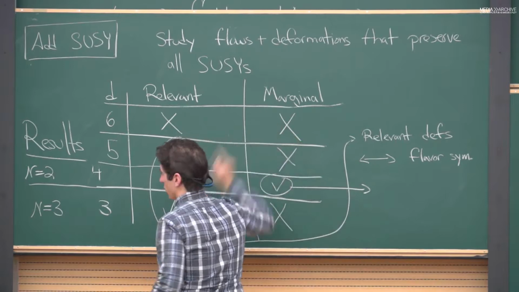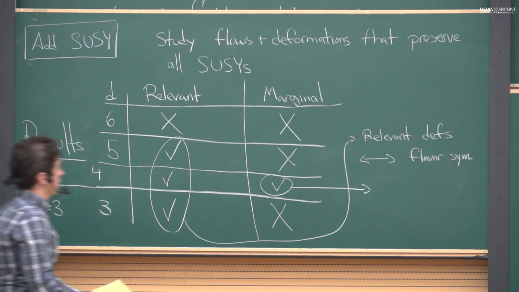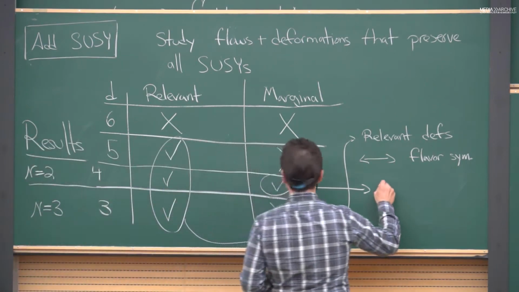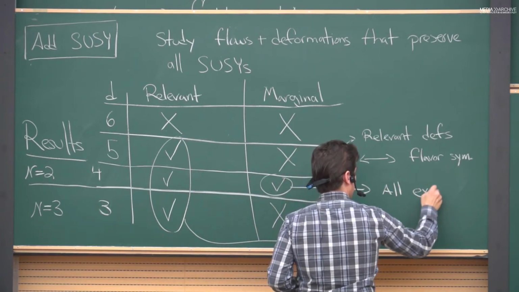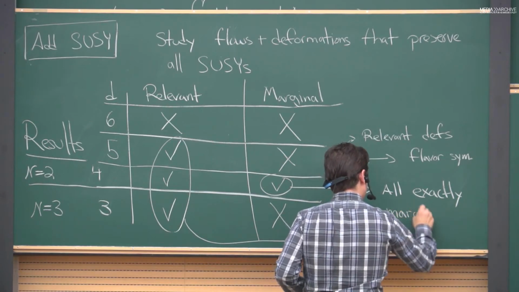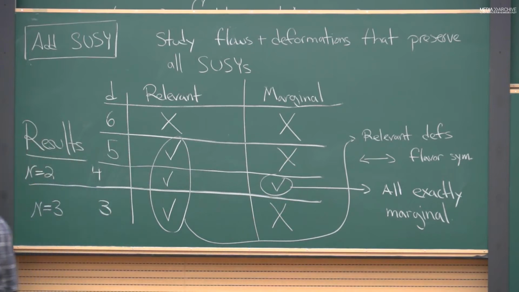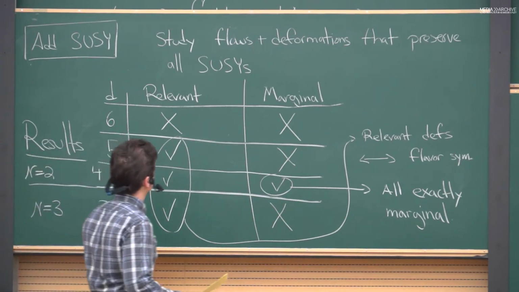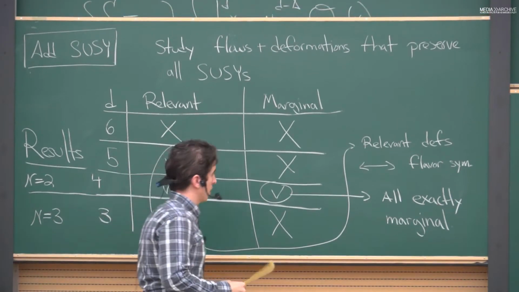We can also say a little bit in this case. So here I was just saying marginal, but I didn't tell you whether it was marginally irrelevant, marginally relevant, or exactly marginal. And here you can prove a little theorem that says that these are all exactly marginal. So in other words, in 4D n equals 2, marginal implies exactly marginal. Okay, so these are the results. So for most of the rest of the talk, I'll try and explain how to do this.